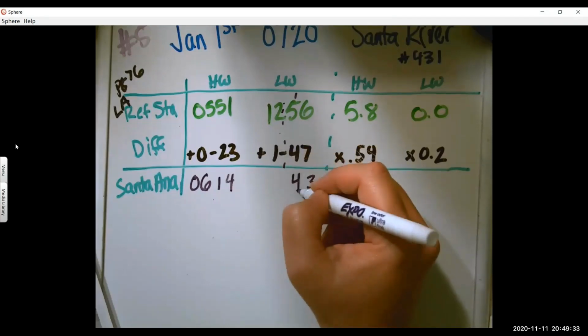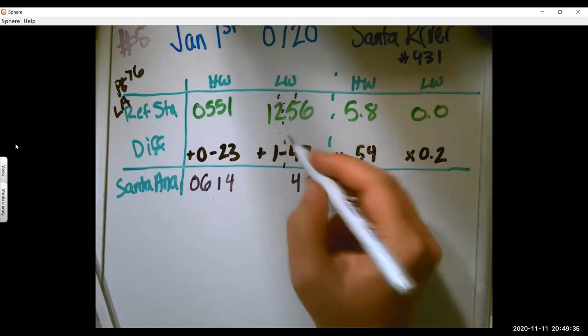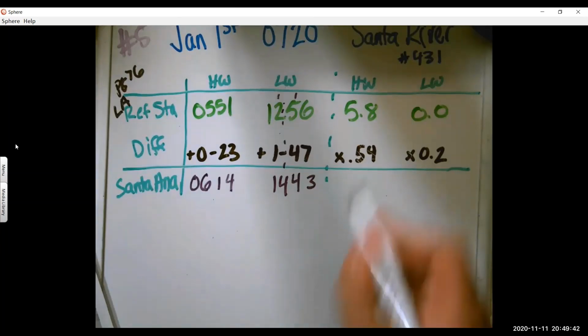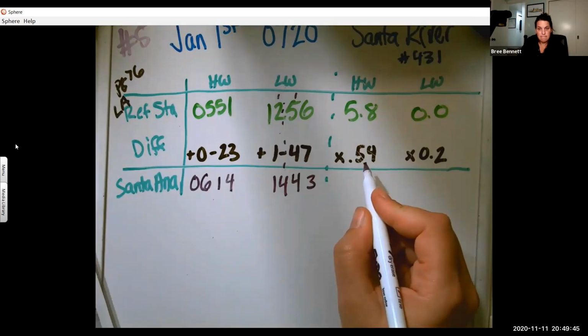Yeah. 4, yeah, 1 gives me 14. Then I need to multiply.